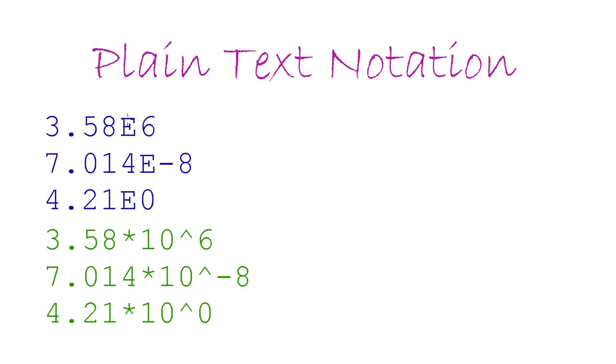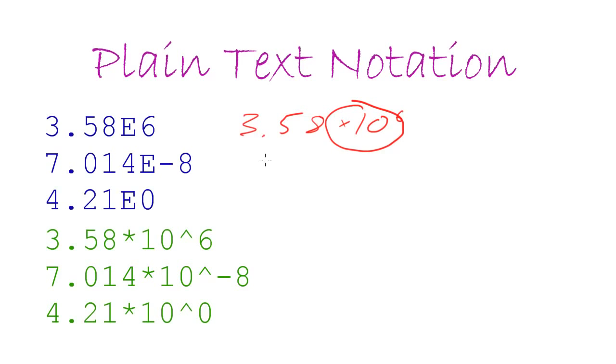So plain text notation pretty much means how can I type scientific notation or write it on a typewriter easily? And for that, they used no exponents whatsoever. So I threw a couple examples up here right now. 3.58 E6 is an example of plain text notation. What this means is 3.58 times 10 to the sixth. So it's pretty much E equals times 10.